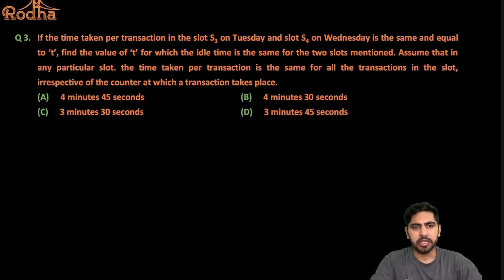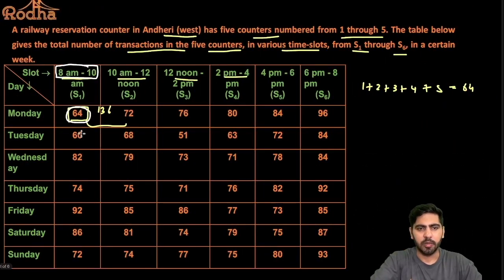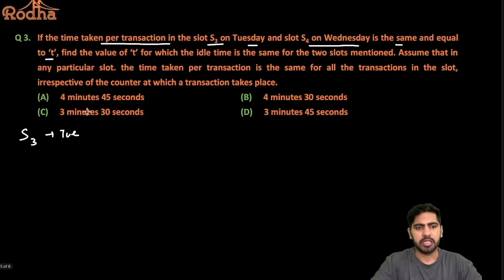Now, in this particular question, it says if the time taken per transaction in slot S3 on Tuesday and slot S4 on Wednesday is the same and equal to T. So the time taken per transaction in S3 on Tuesday is T. Let's see how many transactions have been done in S3 on Tuesday. On S3 on Tuesday, we have done 51 transactions, right? So if the time taken per transaction is T, as per the question, then can I say the total time taken for the 51 transactions is going to be 51T.